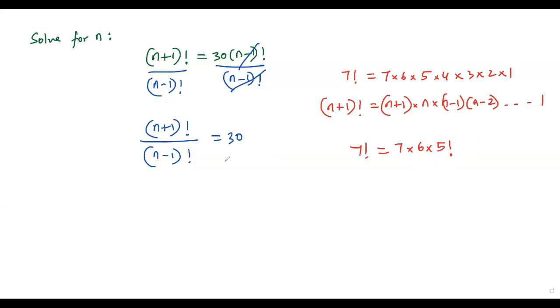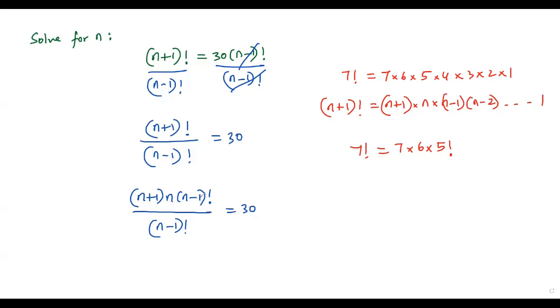Here we have to do the same thing. I'm going to expand this (n + 1) factorial. The first term is n + 1. To get the next term, I subtract 1 from n + 1, and I get n. To get the next term, I subtract 1 again, and I get n − 1. In this way it will keep going, but I stop at n − 1. Since I stop in the middle, I have to put the factorial over there: divided by (n − 1) factorial equals 30.